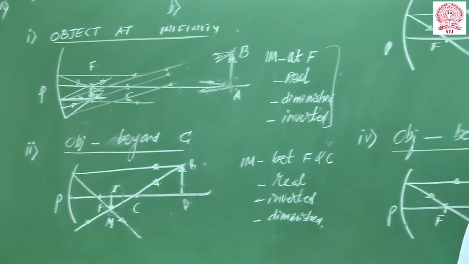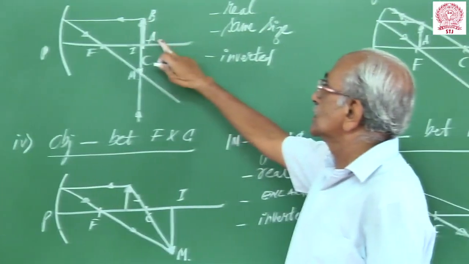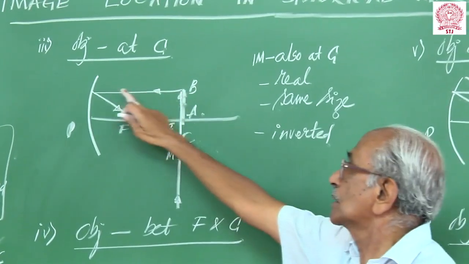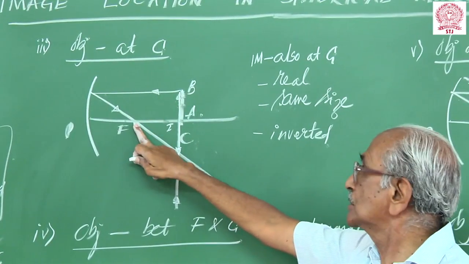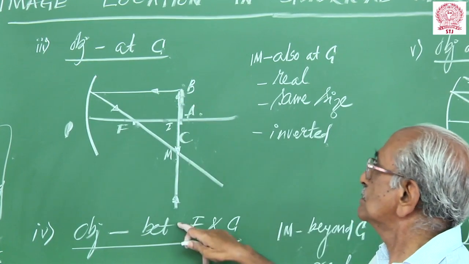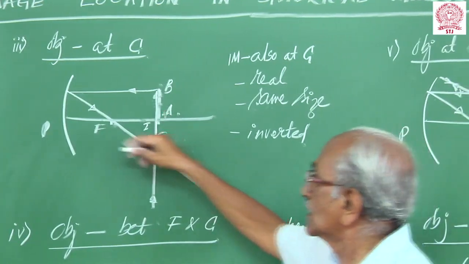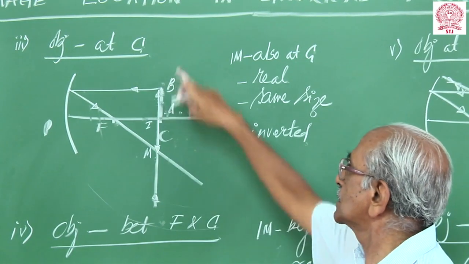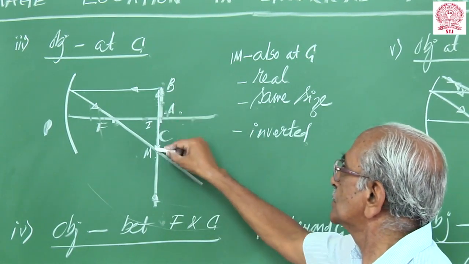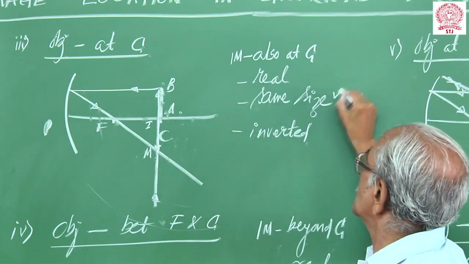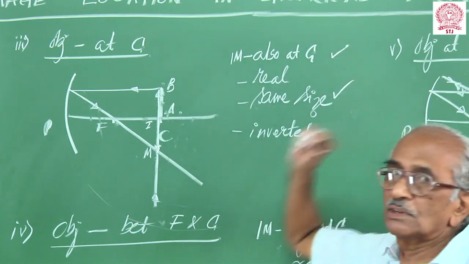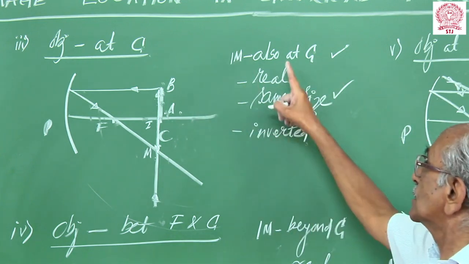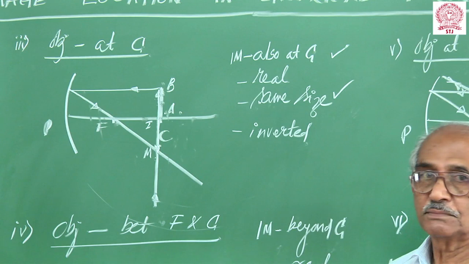It is inverted and it is smaller in size, diminished. So we continue. Notice here, this is a special situation wherein the object is placed at C. A ray parallel to the axis again passes through C. A ray passing through C reflects, it is imagined that the mirror is like that, so it falls normally, retraces, and therefore you have the image at the same place. Image size is the same as that of the object and it is real and inverted.